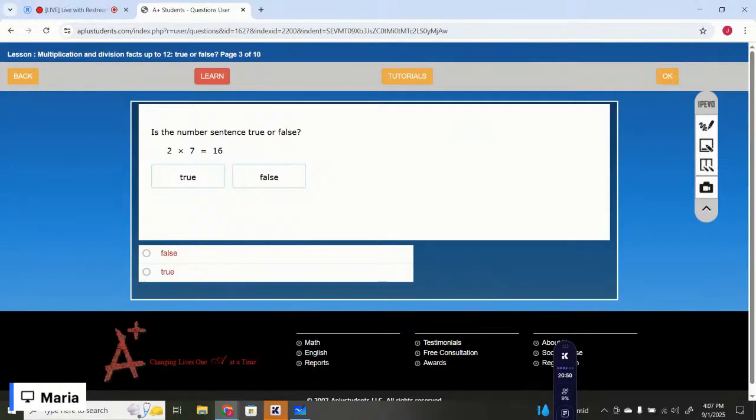Is the number sentence true or false? 2 times 7 equals 16. False it is because 2 times 7 is 14, not 16. So that is false.